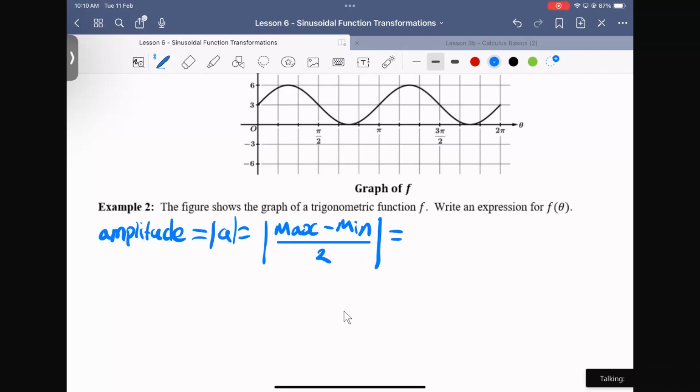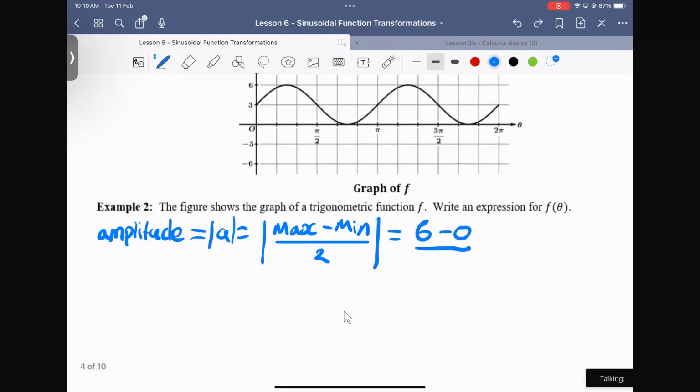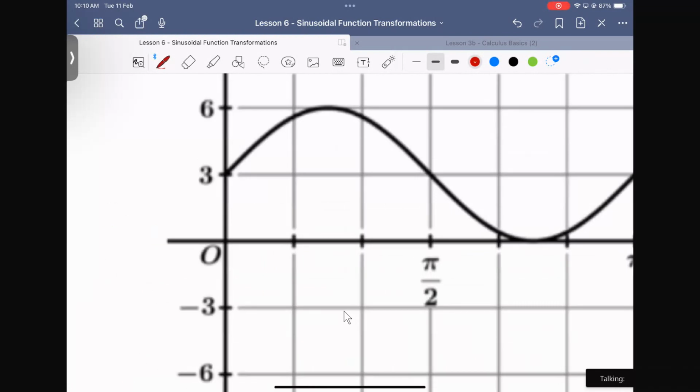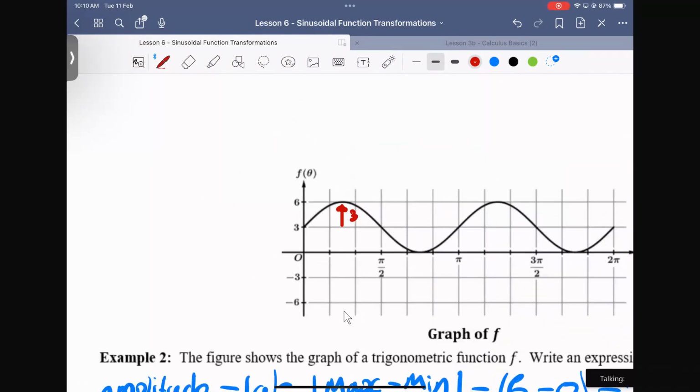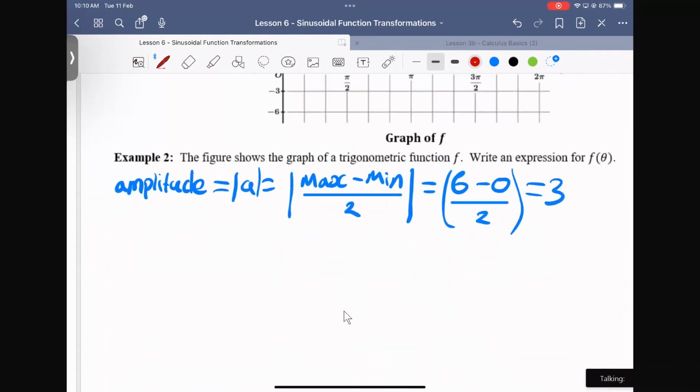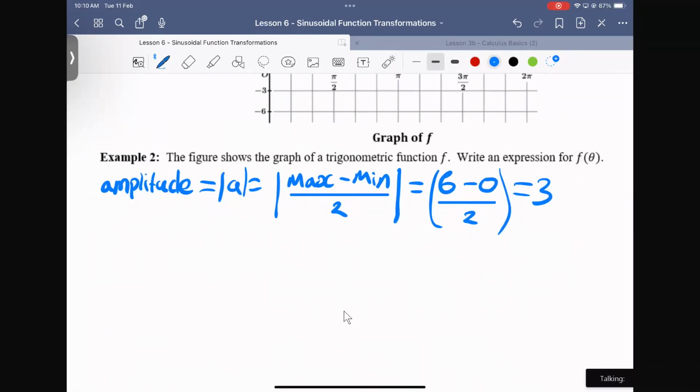So the maximum is going to be at 6. The minimum is going to be at 0. We are going to divide that by 2, and we can get 3. You can see it here in this graph. It's not a hard graph to find. Line up in this direction, it's quite clearly plus 3 from that point there. But sometimes it's a little harder to see, so it's good to have the formulas. The midline.